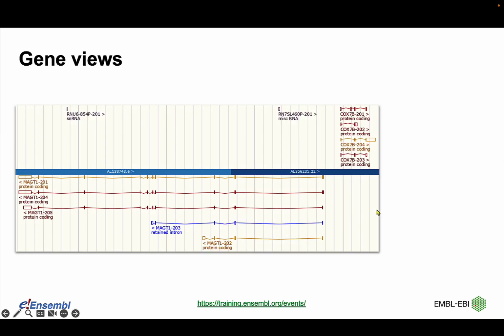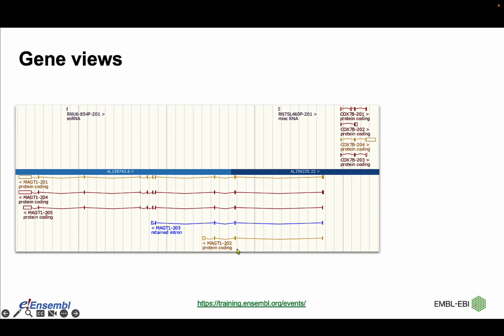So this is a snippet of the region in detail view, which you will explore during the exercises. But what I mainly want to show you here is how you would see a gene on the Ensembl genome browser. So let's take, for example, the MAGT1 gene. You can see here that there are actually 5 annotations for MAGT1. So 1, 2, 3, 4, 5.